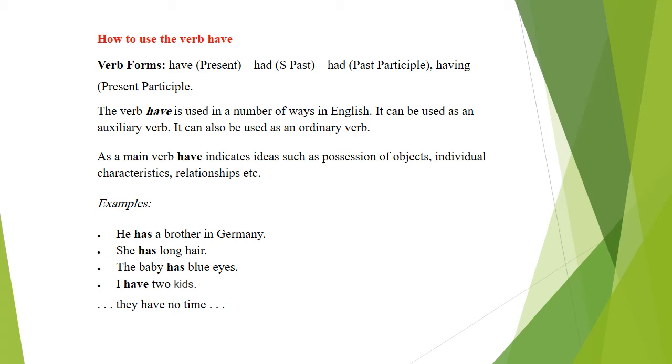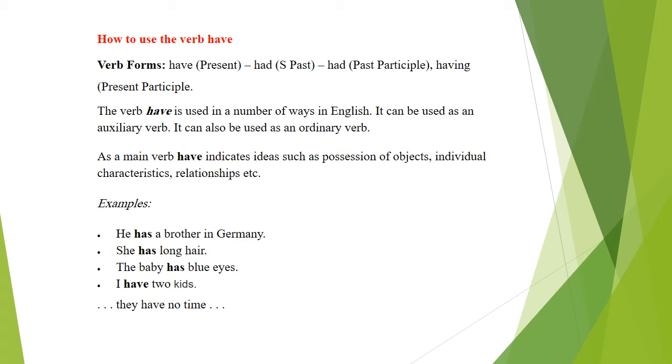one form of the verb have. It comes here as an ordinary verb. Ordinary verb means main verb. Has is a main verb in this sentence. A brother in Germany is the complement of the sentence.